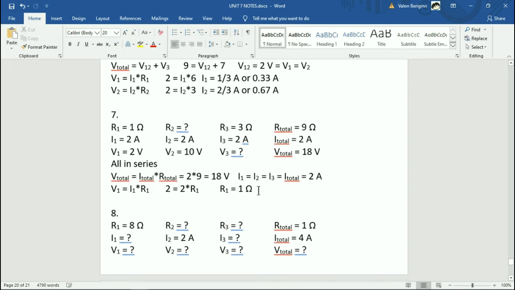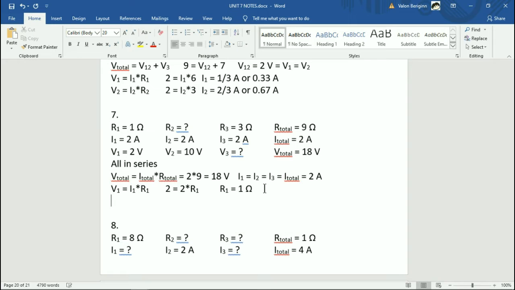Now you could take a shortcut here and say, well, I know the total is 9, and these are all in series, so they should just add, right? So we have 9 equals 1 plus R2 plus 3. R2 equals 5.